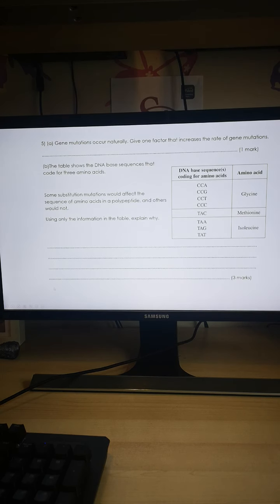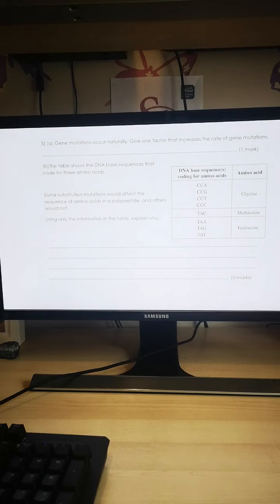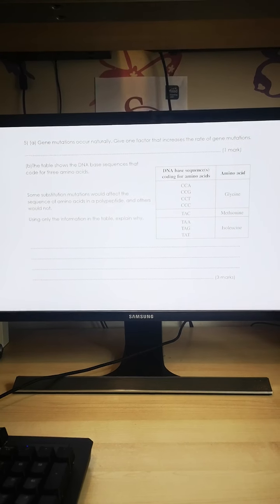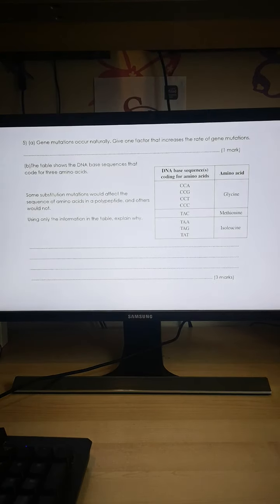Okay, so moving on to our exam questions, we're going to have a go at some of these mutation questions. So it's question 5 in your question pack. Question 5A: gene mutations occur naturally. Give one factor that increases the rate of mutation. So like we just said, you need to just name one thing that we know increases the rate, or the risk, of mutations happening.